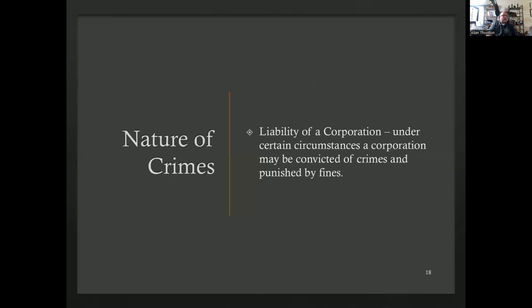So let's talk about the nature of crimes when it comes to corporations. The liability of a corporation is under certain circumstances. A corporation can be convicted of crimes and punished by fines. We do see fines being levied against corporations when they violate things such as fair trade, when they maybe will sell stock that they shouldn't have sold, those type of things. We also see it where corporations knowingly put out bad products. They knowingly participated in a fraud and those type of things. That's where businesses can be punished.